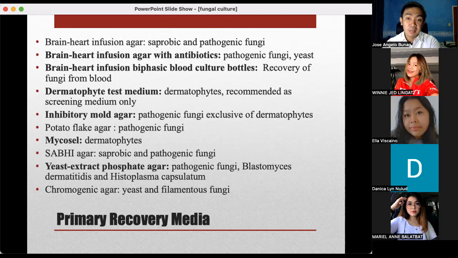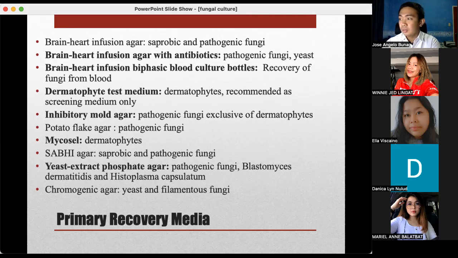Chloramphenicol and also gentamicin are incorporated to inhibit the growth of most bacteria, and your cycloheximide inhibits saprophytic fungi. So in this case, this medium turns from yellow to red because of the formation of your alkaline metabolites when dermatophytes grow. So the pH indicator for your dermatophyte test medium is your phenol red, and usually the microscopic characteristic of your dermatophyte can be seen from the colonies growing on this medium.